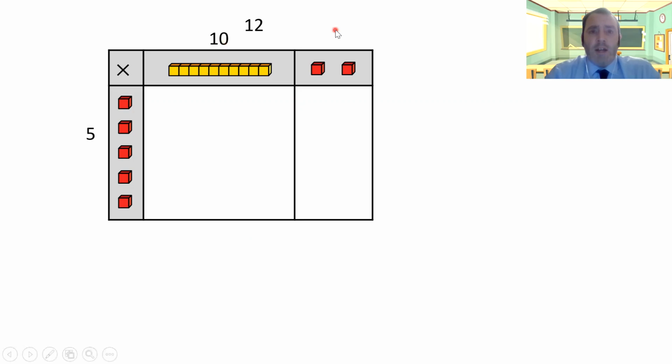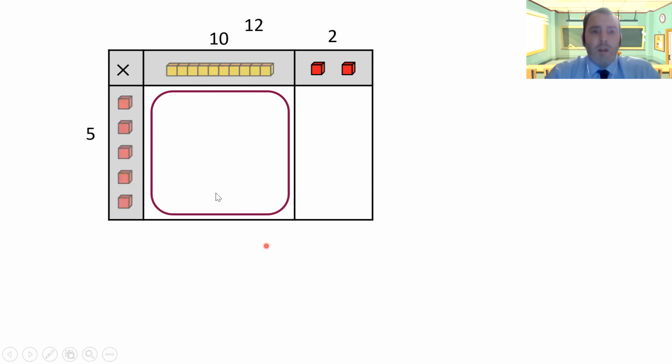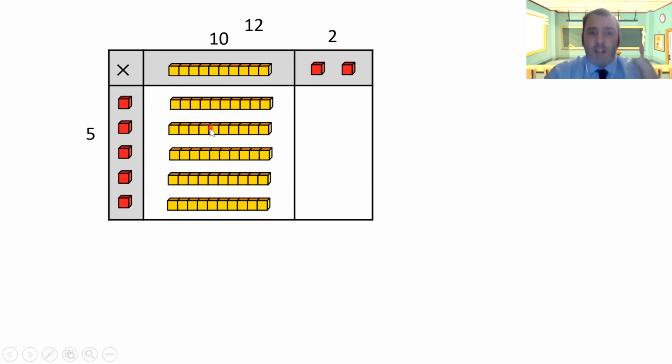So we've got 10 here and 2 over this side. We're going to fill our rows. So the 10s is going to be the first calculation we do. So we've got 5 lots of 10. So I'm going to put my 5 lots of 10 in here.